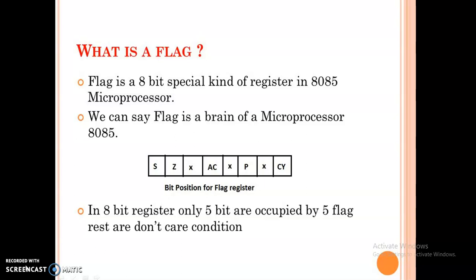Here this is the bit position for the flag register. Totally there are 8 flags, but here 3 are denoted as the unused flags, which are called don't care conditions. In the 8-bit register, only 5 bits are occupied by the 5 flags, and the rest are don't care conditions.